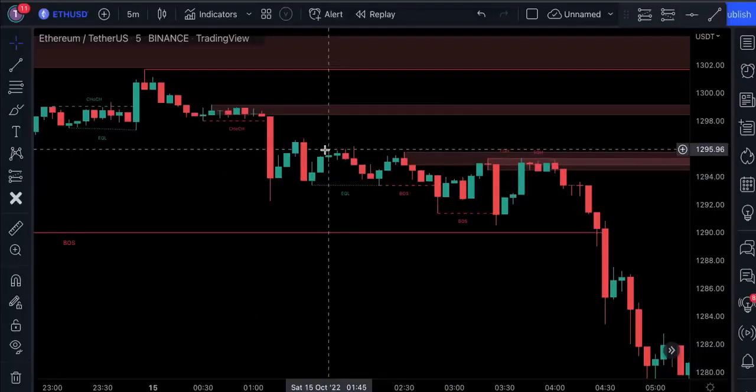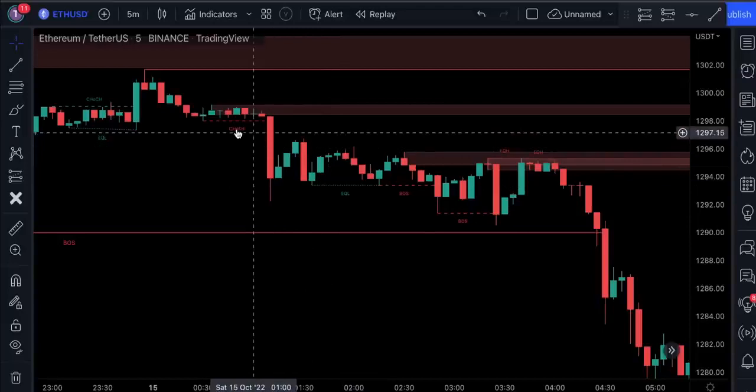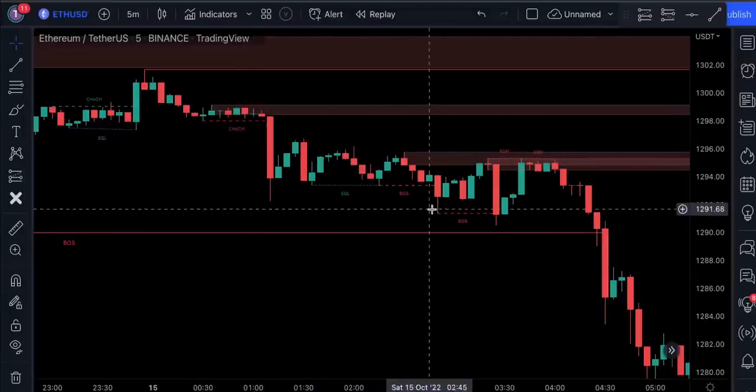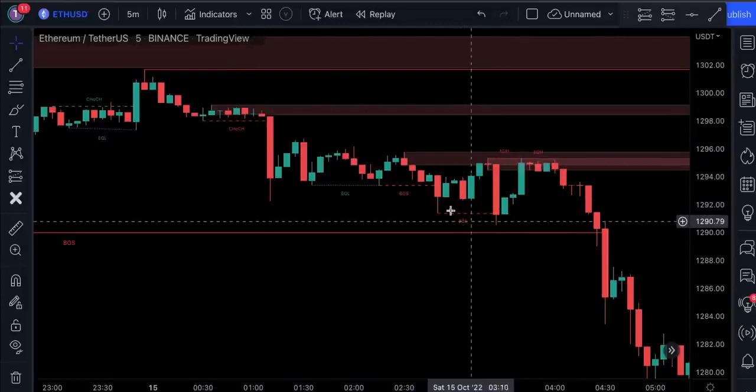So the indicator basically works like this. When the price action is making the first lower low, the change of character label will be printed. And every time the price action is making a new lower low, the break of structure label appears on the chart.